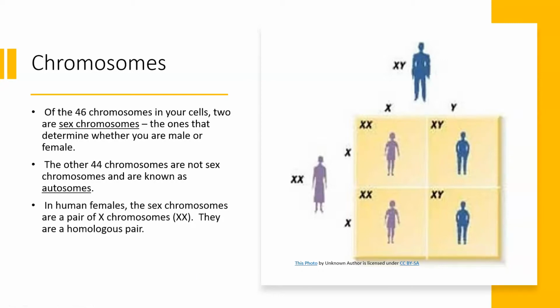In human females, the sex chromosomes are a pair of X chromosomes, so XX. And you can see on our diagram here, we've got a female XX. And we call that a homologous pair. They are the same. In males, the sex chromosomes are an X and a Y.